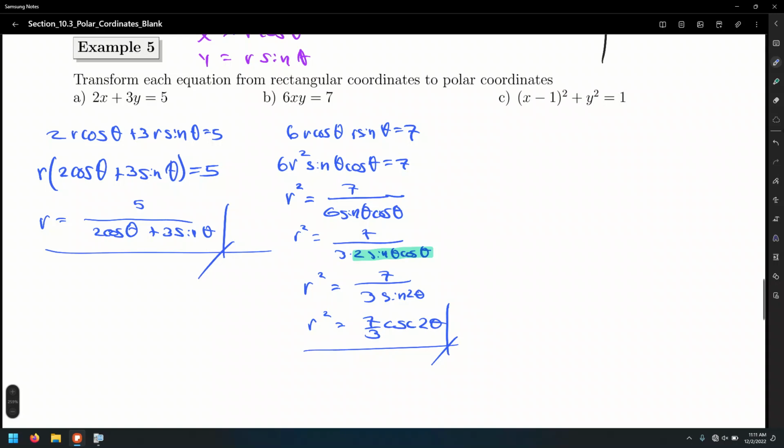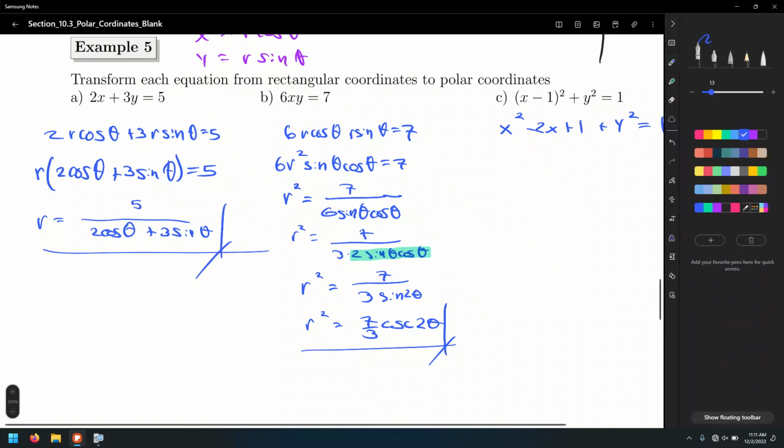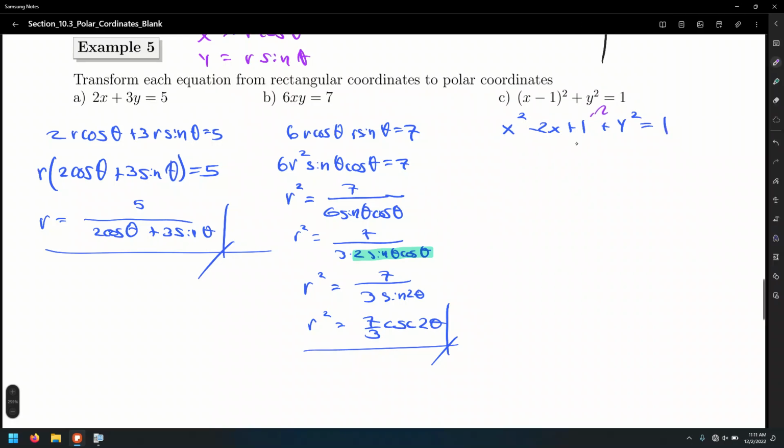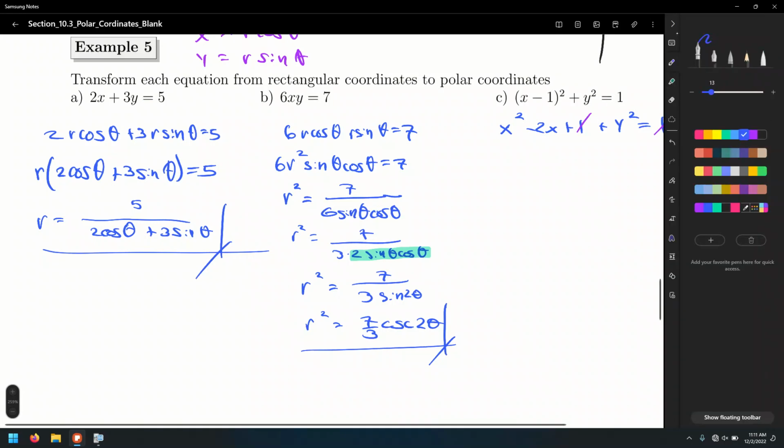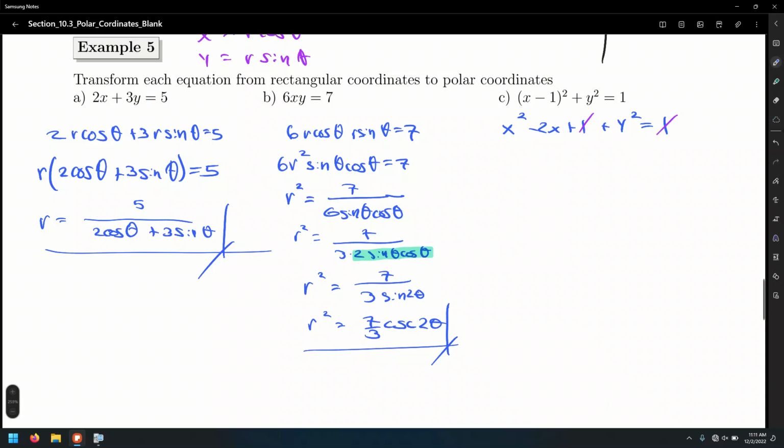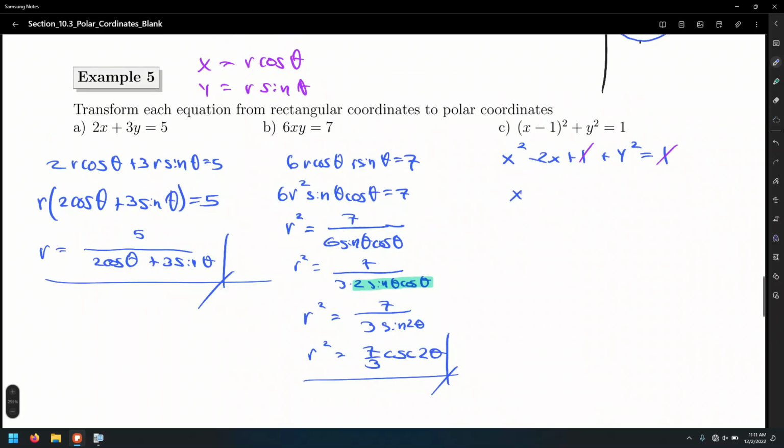So what I'm going to do instead is expand the binomial while in rectangular. That's x squared minus 2x plus 1 plus y squared equals 1. Number one, we can cancel those ones because they're the same on both sides. And we're going to be left with, putting the square terms together, x squared plus y squared minus 2x equals 0.